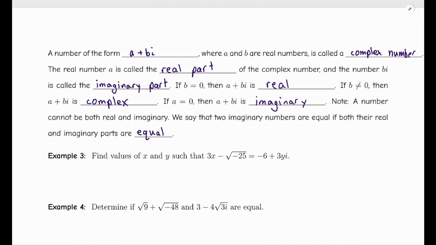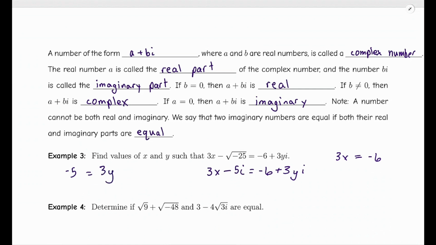Find the values of x and y such that 3x minus the square root of negative 25 equals negative 6 plus 3yi. Well, the first thing I'm going to do is the square root of negative 25 is 5i, so we get 3x minus 5i equals negative 6 plus 3yi. Well, now the real parts, which are 3x and negative 6, have to be equal to each other. And the imaginary parts, which are negative 5 and 3y, have to be equal to each other.